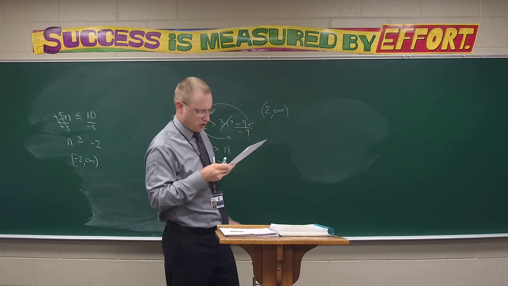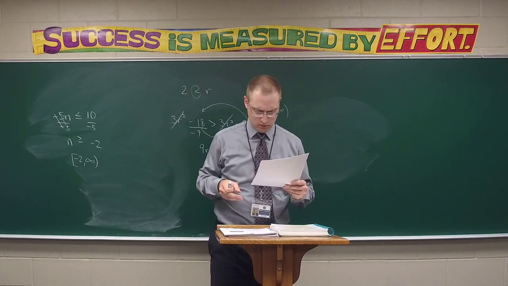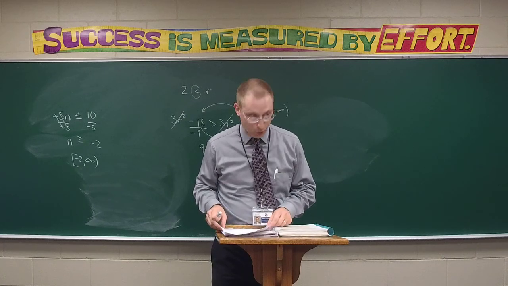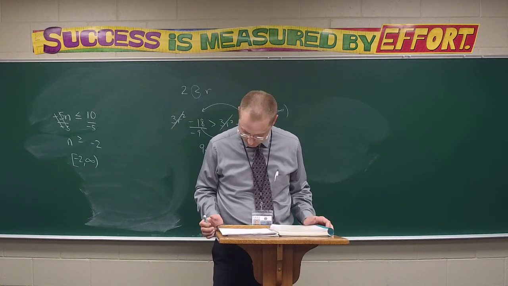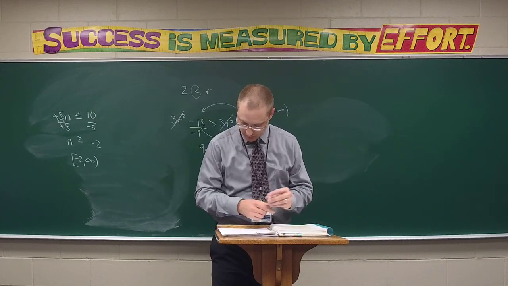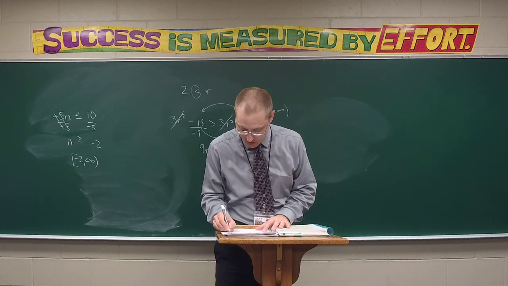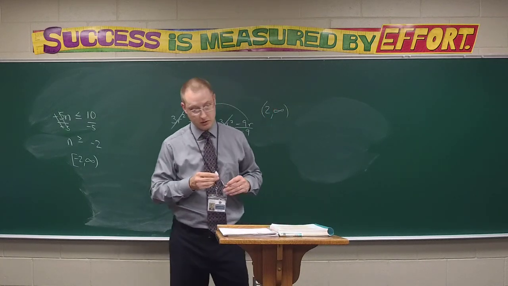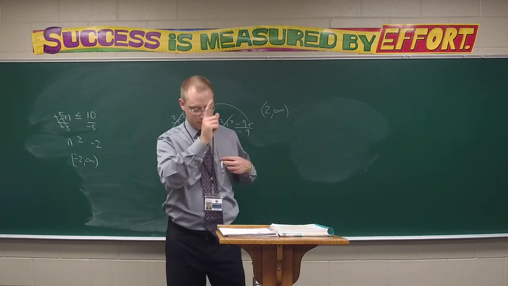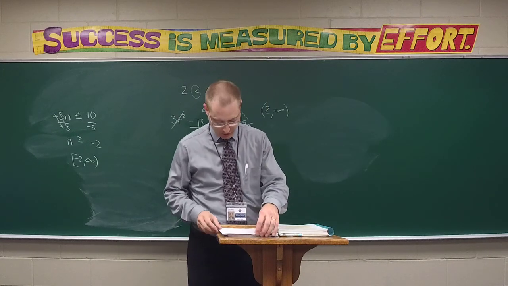Questions on that? All right, number 14. Let's go back to Michael. Third time's the charm. X is less than 3. How could I write that? Negative infinity, comma, 3 with parentheses around it. Perfect. Negative infinity to 3 with parentheses around it.